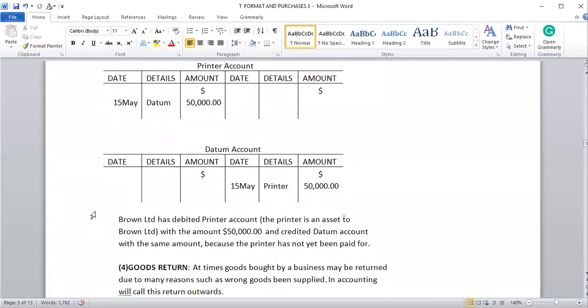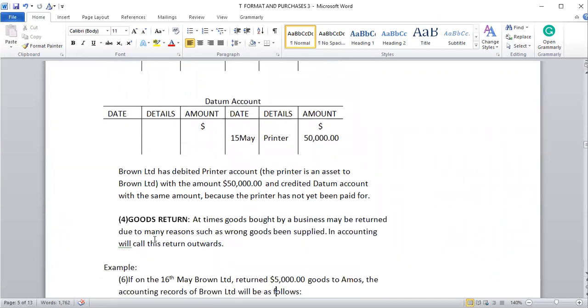So explanation. As I said, Brown Limited has debited printer account. The printer is an asset to Brown Limited, with the amount of $50,000, and credited Datu account with the same amount because the printer has not yet been paid for, as I said.